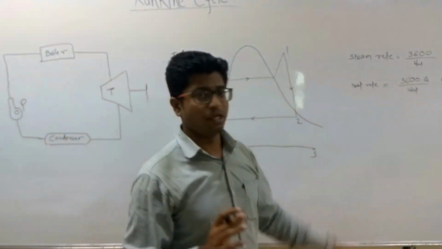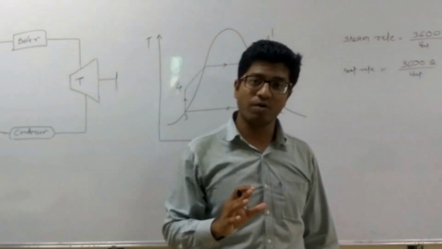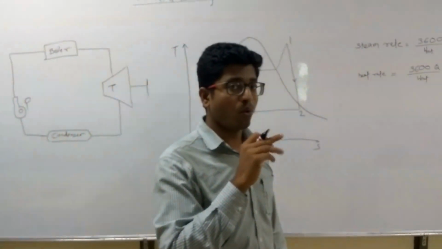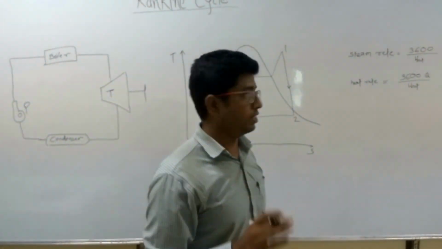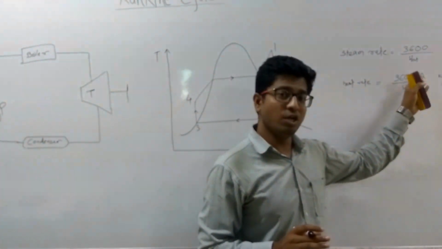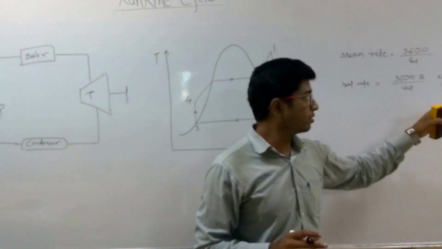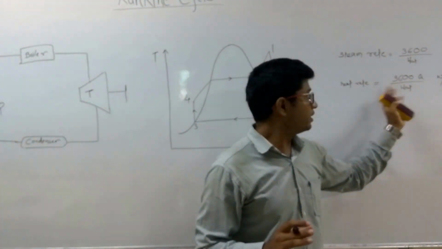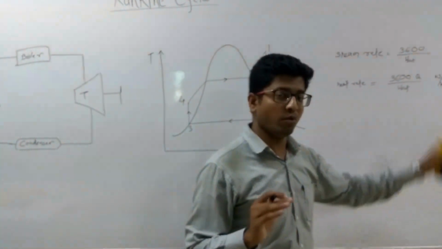Then heat rate. Heat rate is the amount of work produced by Q amount of heat supplied. So the heat rate is equal to 3600 into Q divided by W net, and the unit of heat rate is kilojoule per kilowatt hour.